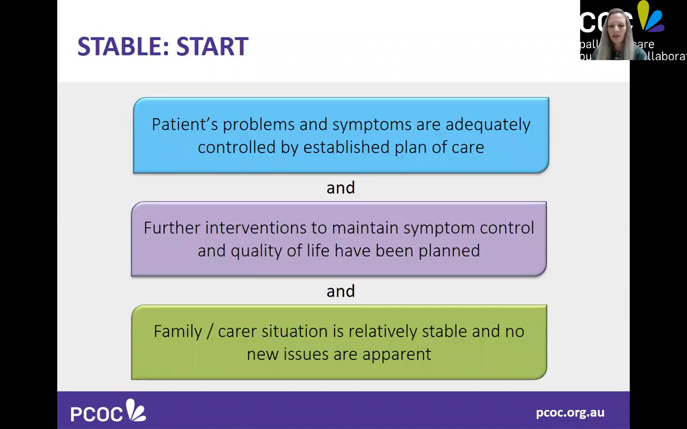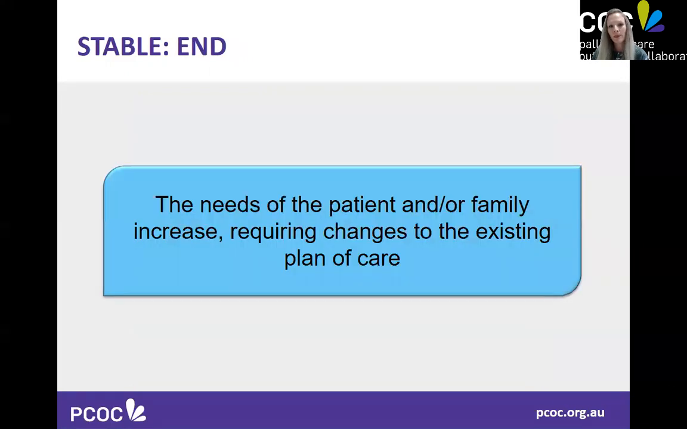So how does a stable phase start? Well, the patient's problems and symptoms are adequately controlled by an established plan of care. So essentially what you're doing for this patient is working, and you have further interventions to maintain symptom control and quality of life. So this could be anticipatory medications, for example. And the family carer situation is relatively stable and no new issues are apparent.